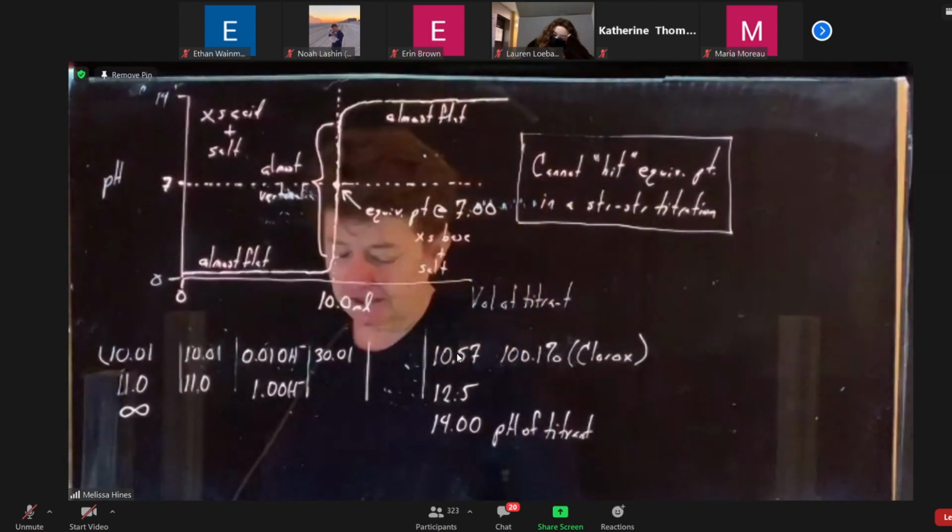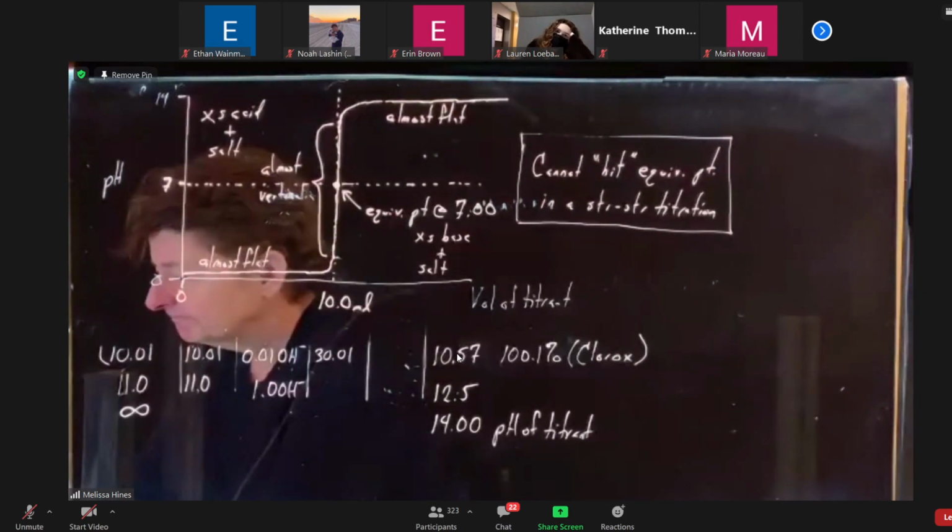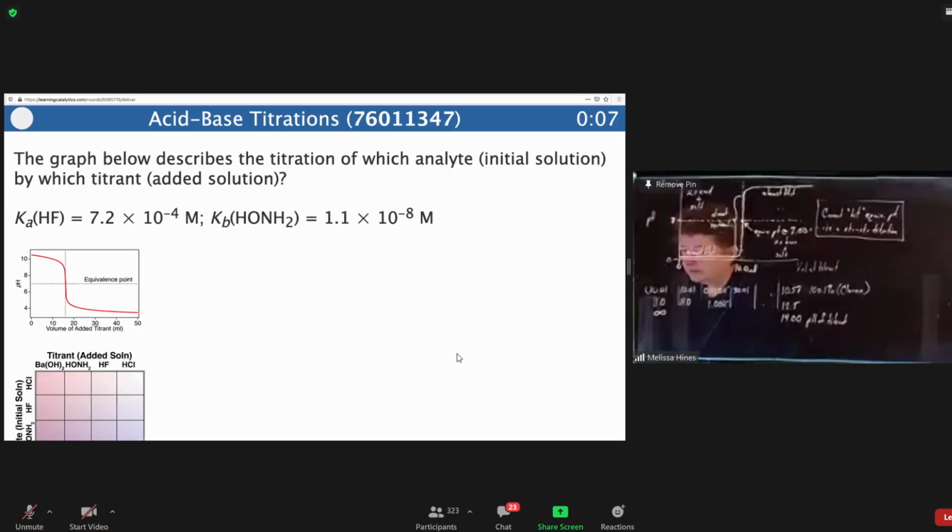Let's try a quick Learning Catalytics to see if you understand that. So the graph below describes the titration of which analyte by which titrant.